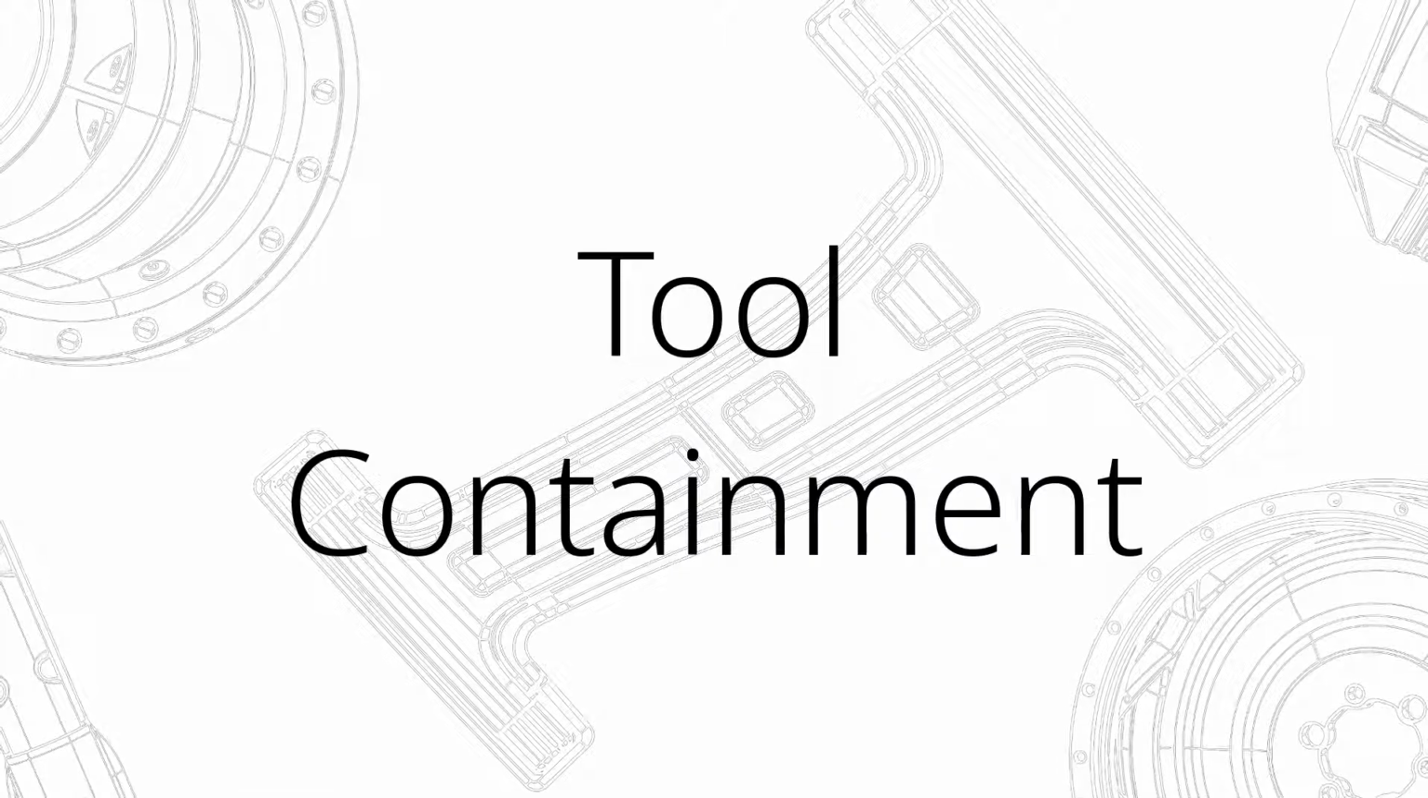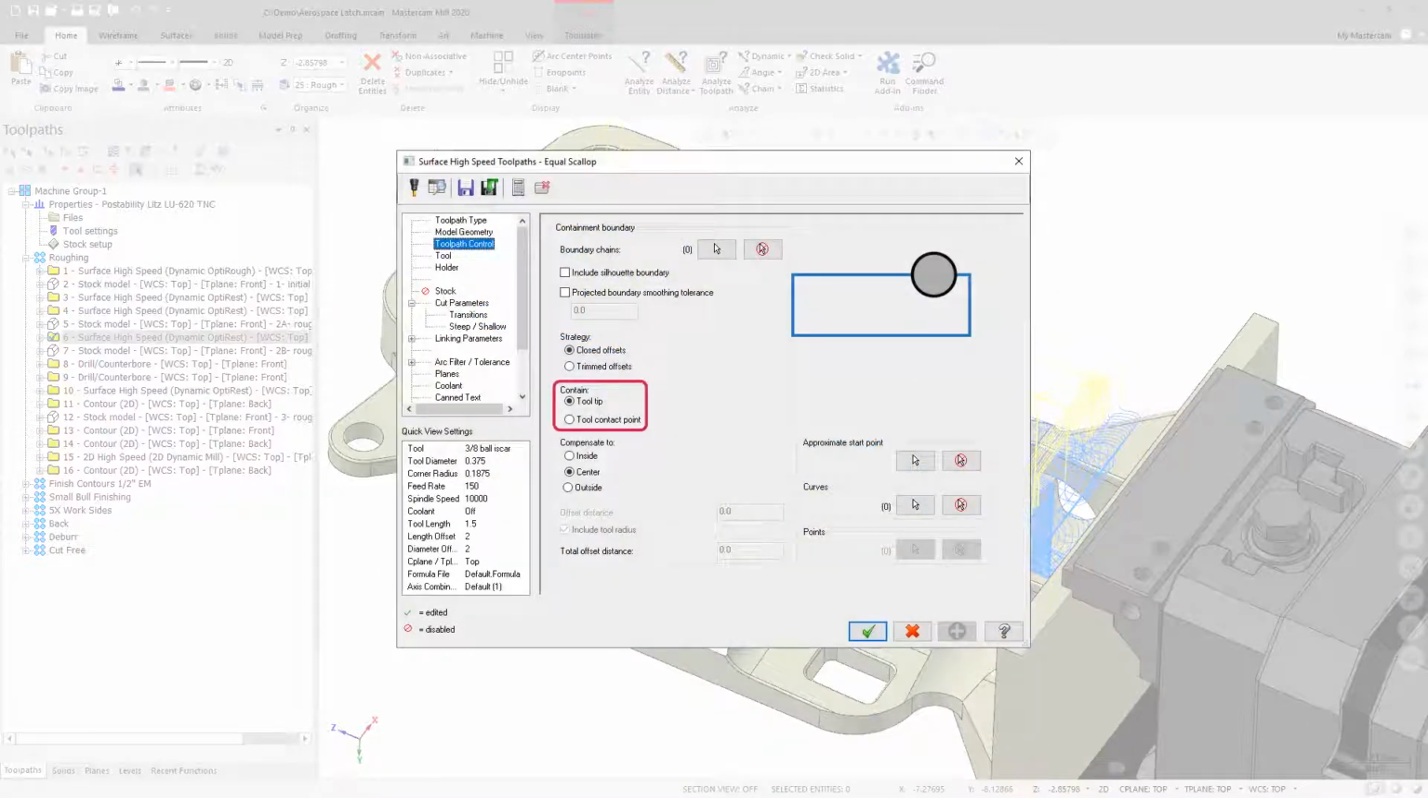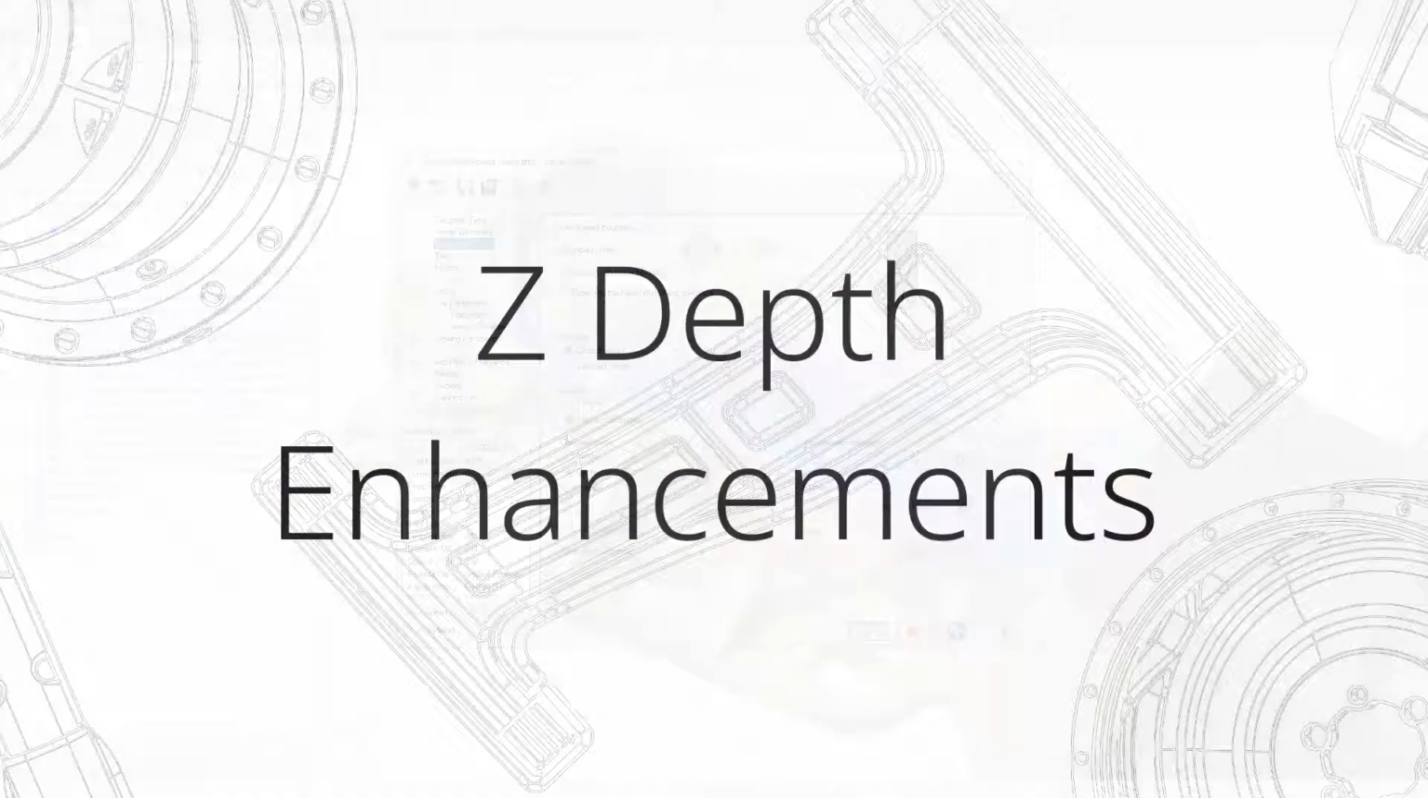The Equal Scallop and Hybrid toolpaths now include additional options for tool containment on the toolpath control page. Tool Tip keeps the center of the tool inside the containment boundary. Tool Contact Point keeps the point where the tool contacts the drive geometry inside the containment boundary while allowing the center of the tool to move outside the containment boundary if needed.